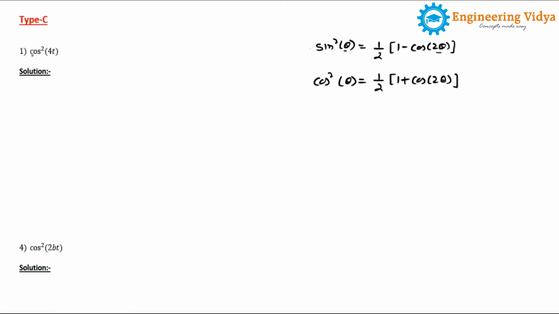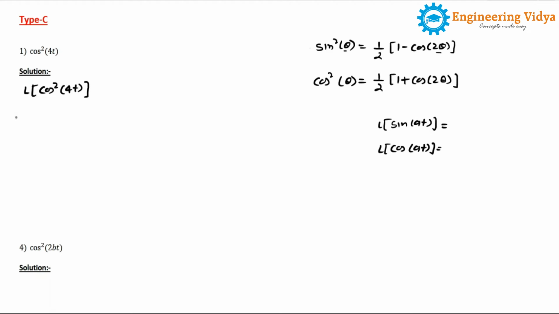So here we need to find the Laplace transform of cos square of 4t, right? Since here we have the square, and for the square we don't have any formula for the Laplace transform. We know the formula of Laplace transform of sin at, and we also know the formula of Laplace transform of cos at, but we don't know the formula of Laplace transform of square of sin at or square of cos at. So with the help of this formula, we can remove the square sign, right?